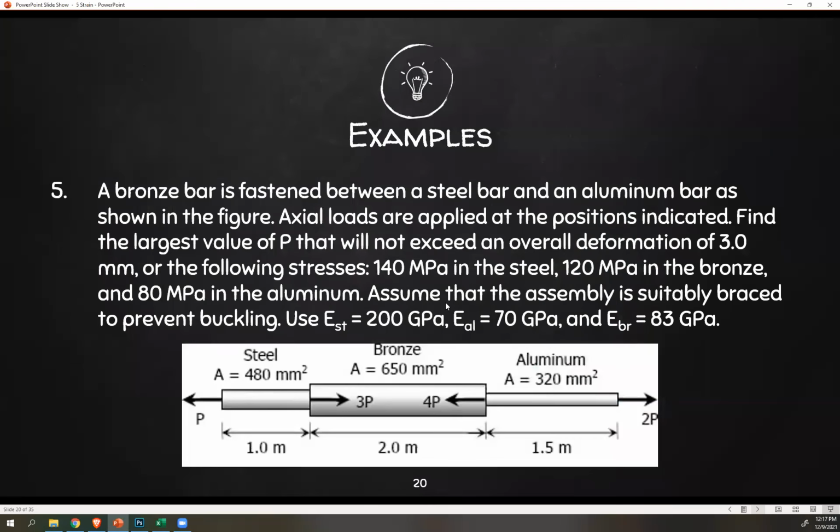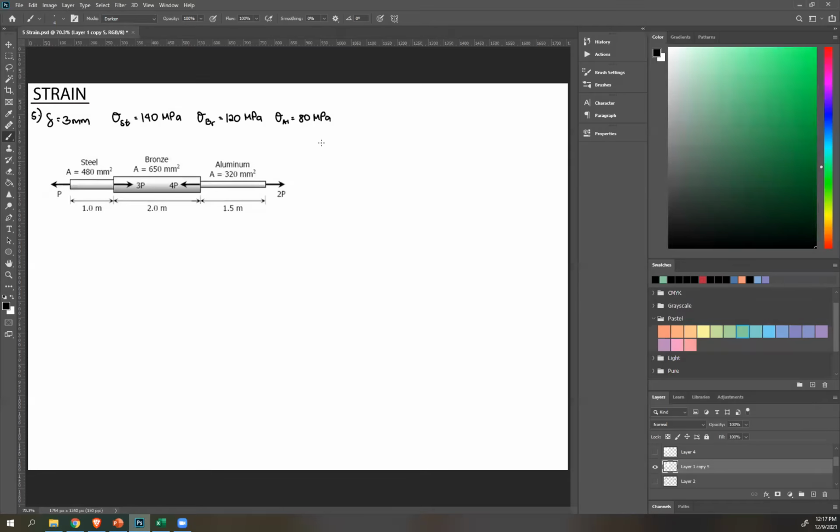And then assume that the assembly is suitably braced to prevent buckling. Again, that's bending or failure along its length. And then use the following modulus of elasticity. Steel 200. So E ST 200. Let's see what's for bronze. We'll move this here.